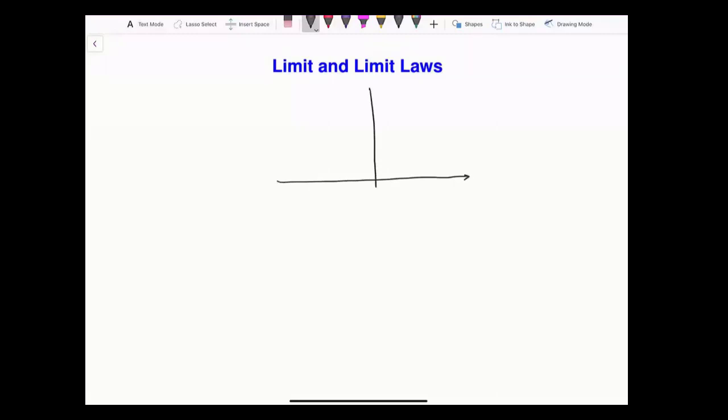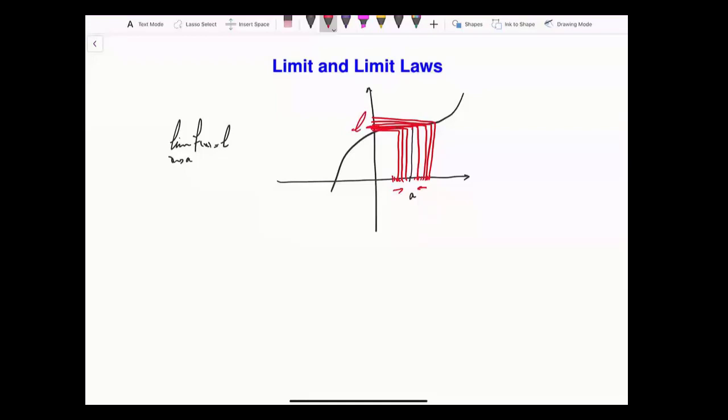The definition of the limit is that we say a function f as x approaches a has limit L if, when we have the graph of the function, this is a, and as we get closer to a from either side, the values of f of x get closer and closer to L.